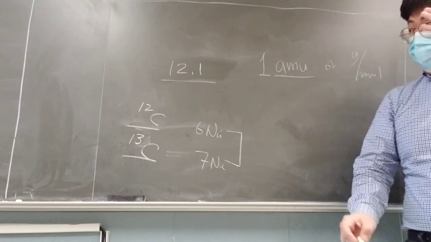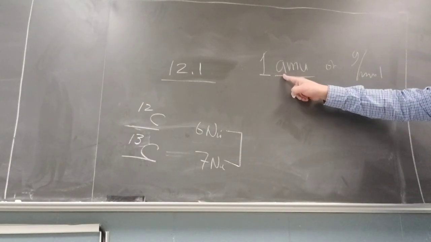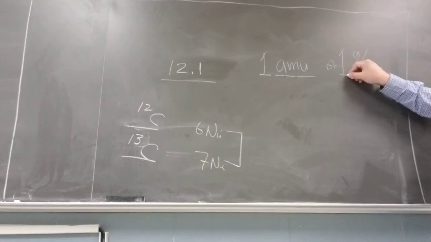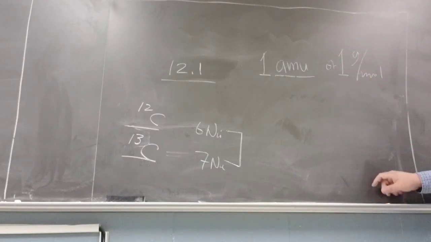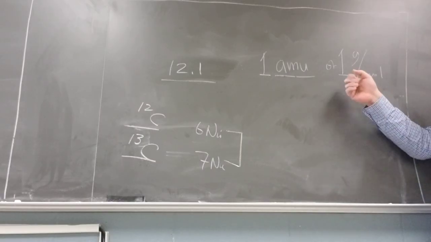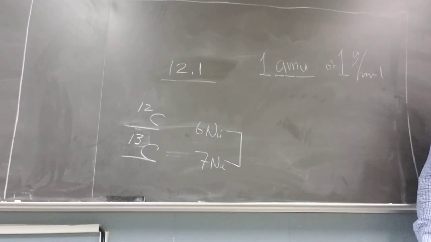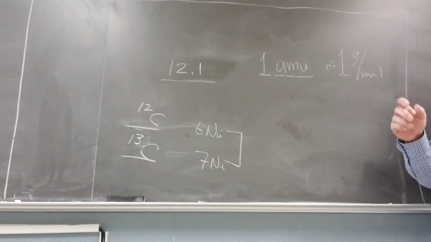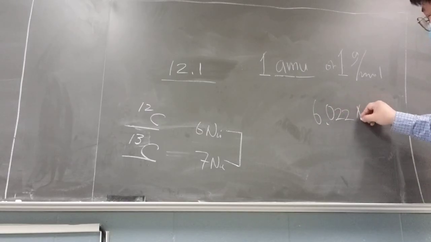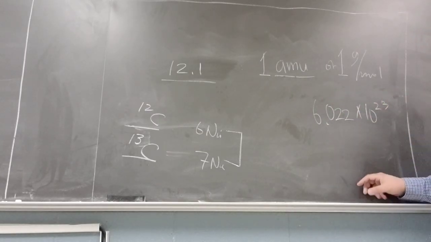This is what we call one atomic mass unit. It's almost the same concept as one gram per mole. Meaning, if you have one mole of protons or neutrons, it will weigh about one gram. One mole is the Avogadro number.